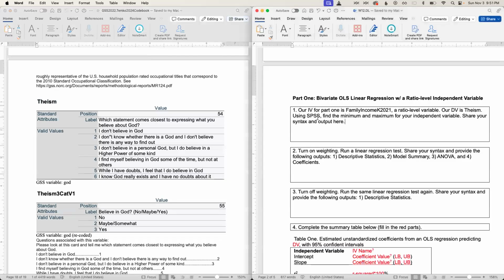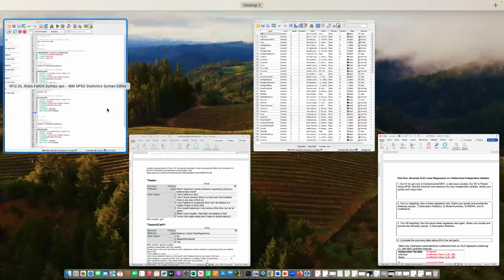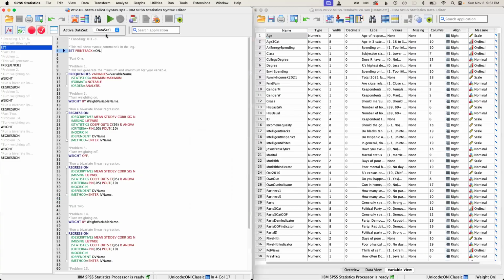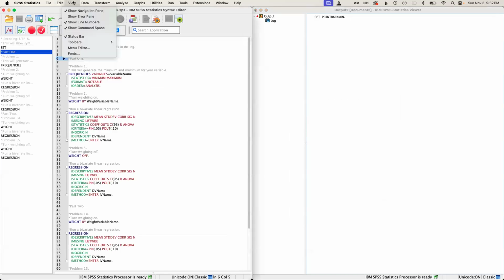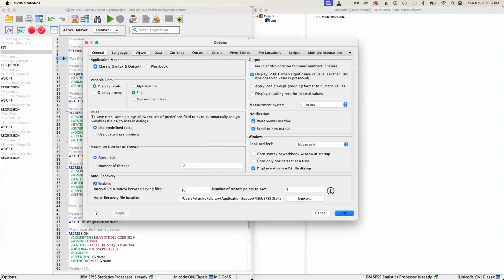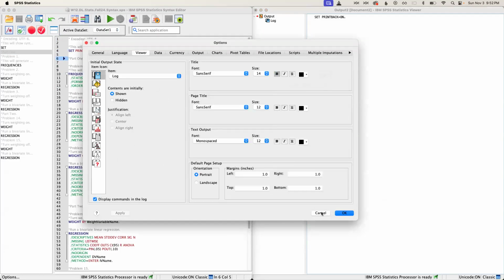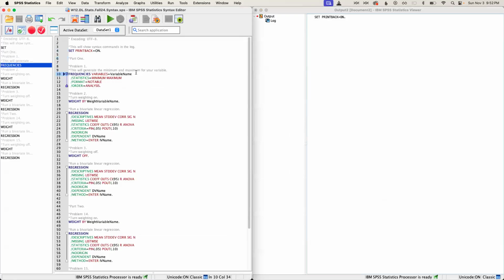Okay, so the first thing we're going to do is find the minimum and maximum for our independent variable, so that's for family income. Here I can just make sure the syntax commands are showing up in the log. I could also go to edit, options, viewer, and make sure this is checked and click OK. Then for problem one, this is going to give me the minimum and the maximum. I'm doing the family income variable.